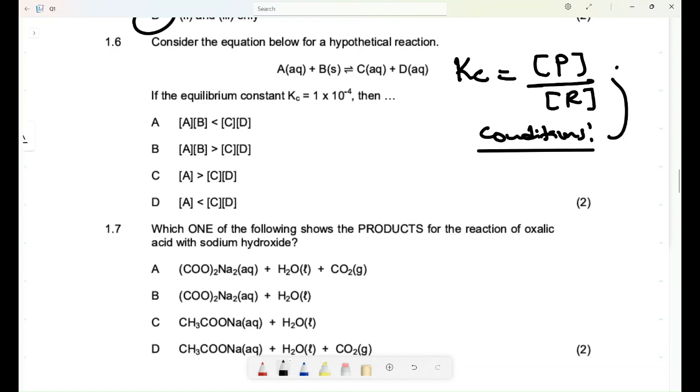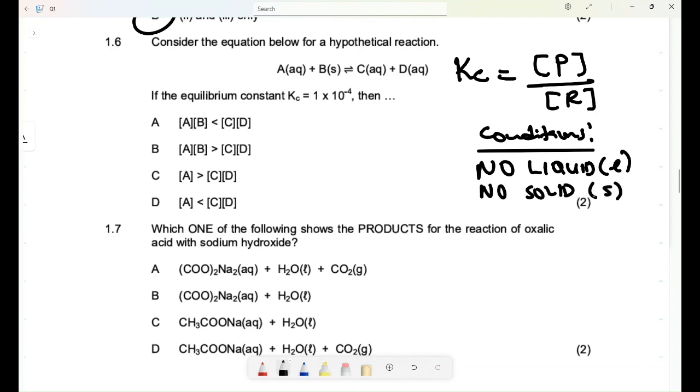When you substitute here into the Kc formula, no liquid, no solid. We only accept aqueous and gas. So first things first, before we even go to whatever equation, let's see that the equilibrium constant Kc is 1 times 10 to the power of negative 4.